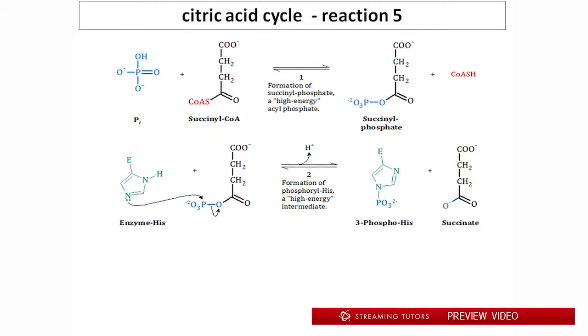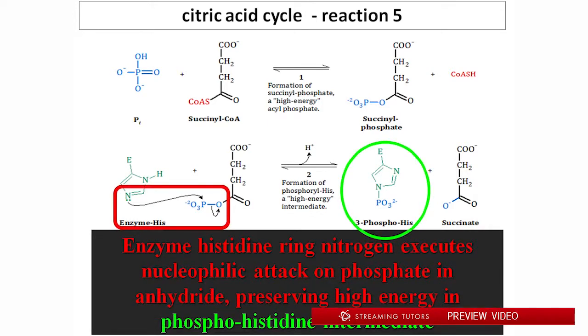The next step then is for an enzyme histidine to engage, with its histidine ring nitrogen, in a nucleophilic attack on the phosphate of that succinyl phosphate group, capturing the phosphate in a high-energy phosphohistidine intermediate and releasing free succinate, the first product of the reaction.